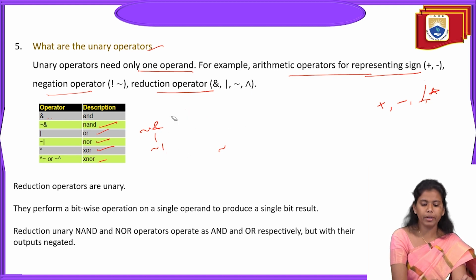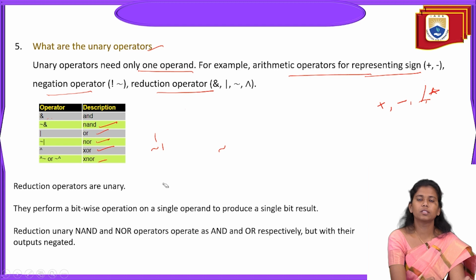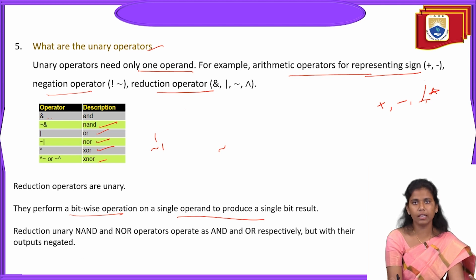And reduction operators are unary operators. Reduction operators are another kind of operators, and those reduction operators are nothing but the unary operators. They perform bitwise operations on a single operand to produce a single bit result. As the name indicates, it considers only one single operand, so the result we get is only in terms of a single bit.